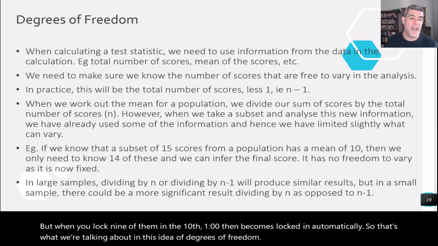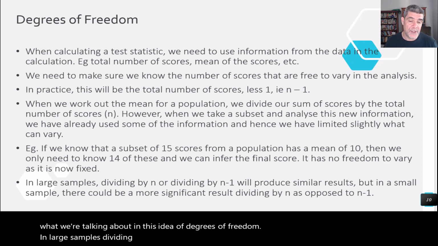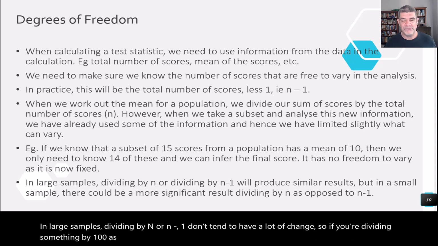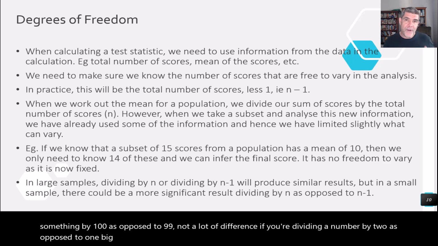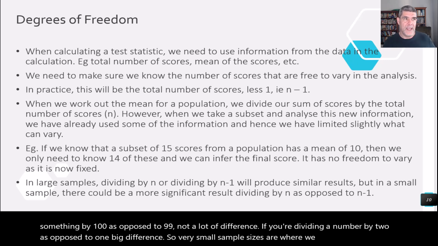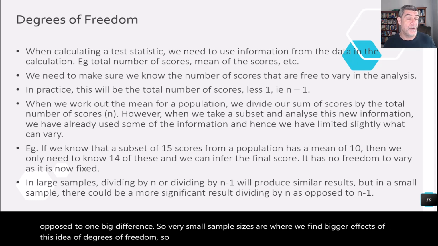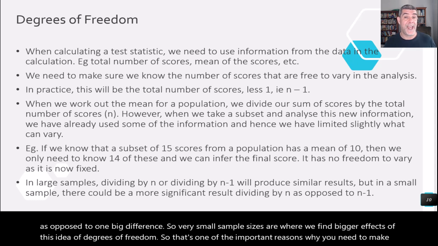In large samples, dividing by n or n-1 doesn't tend to make a lot of change. So if you're dividing something by 100 as opposed to 99, not a lot of difference. If you're dividing a number by 2 as opposed to 1, big difference. So very small sample sizes are where we find bigger effects of this idea of degrees of freedom. That's one of the important reasons why you need to make sure that your samples are as large as you can make them.